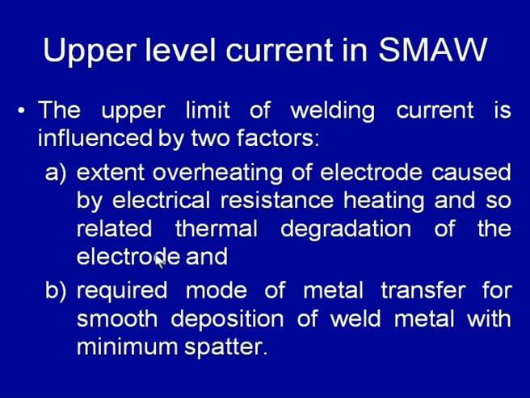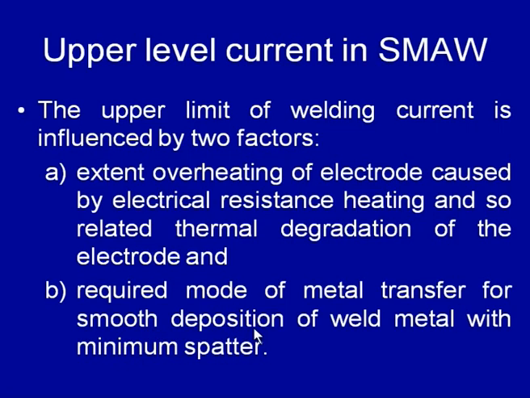So, if we use very high welding current, then the increased electrical resistance heating of the core wire can thermally damage the flux of the electrode and can lead to a poor shielding of the weld pool because of the prior decomposition of the electrode coating. So, this limits the level of the maximum current which can be used during the shielded metal arc welding process. And the second factor is the mode of metal transfer.